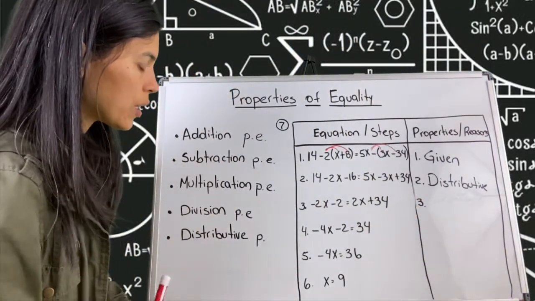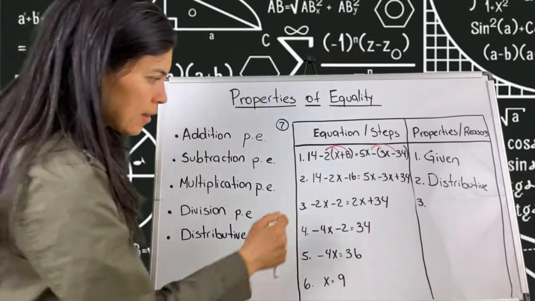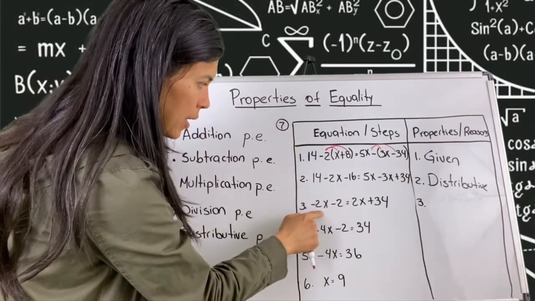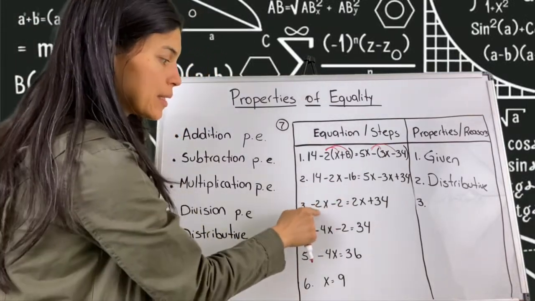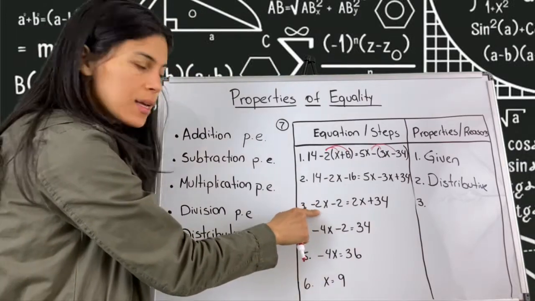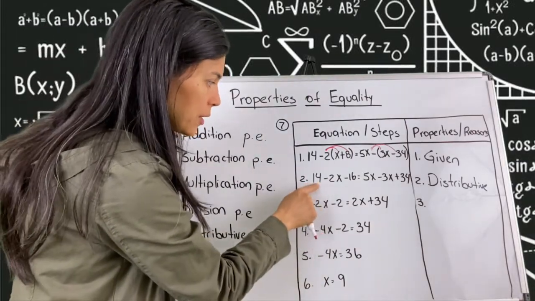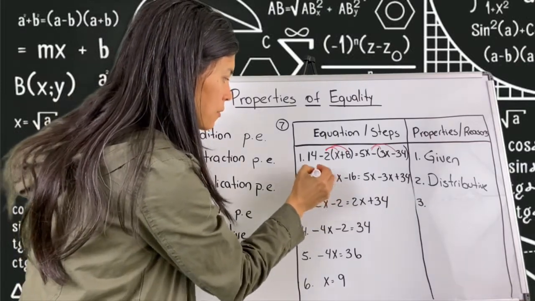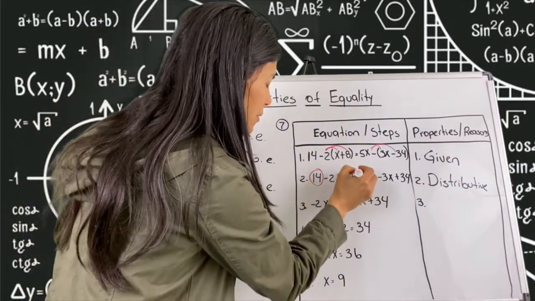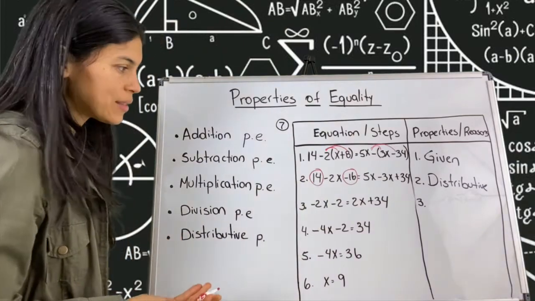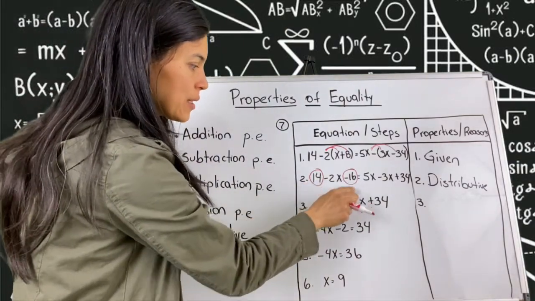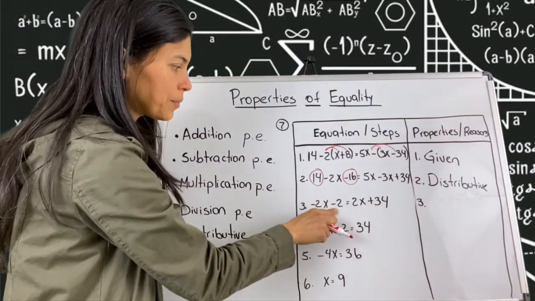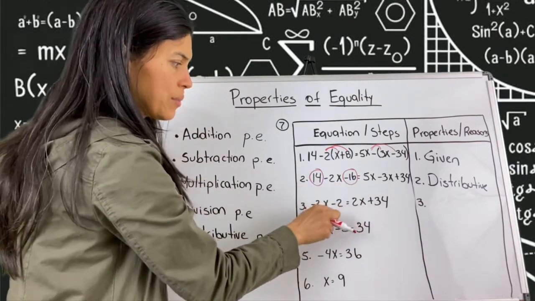Let's see what happened in step number 3. What did they do here? I see that the 14 is no longer here, but the negative 2x is here. Now what happened with the 14? They must have combined this 14 and this negative 16 because they are like terms, right? 14 minus 16 is minus 2. So they combined these two terms that are alike.